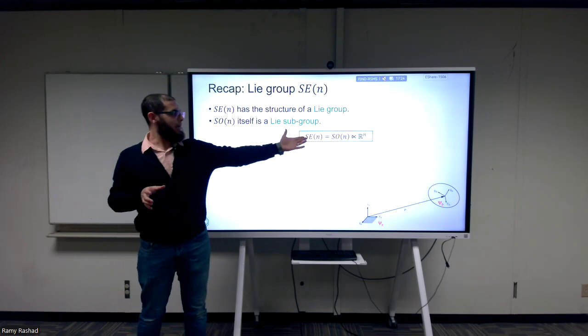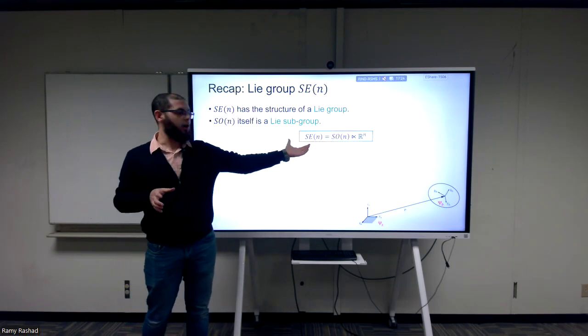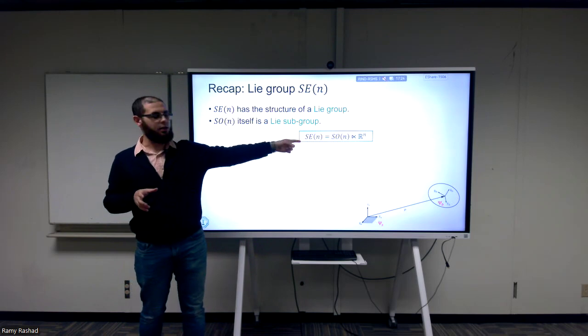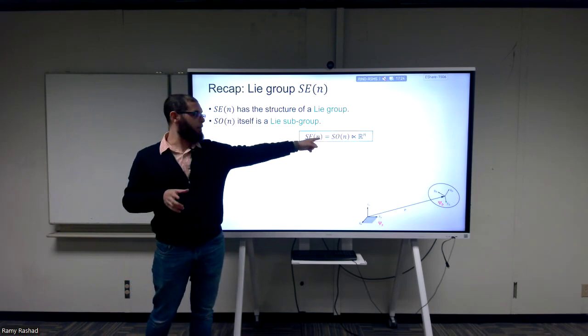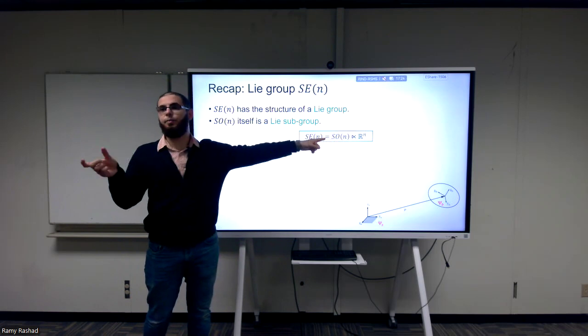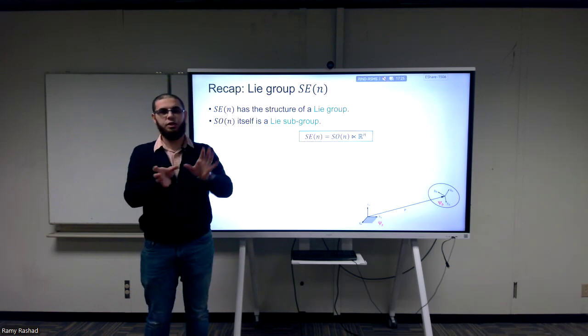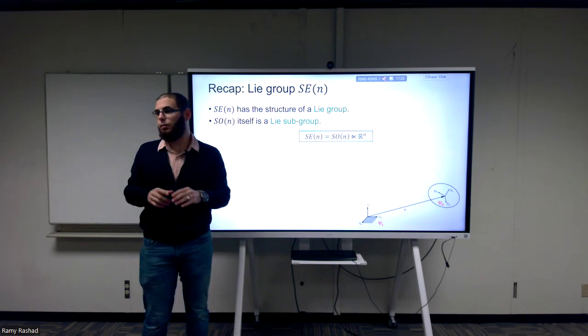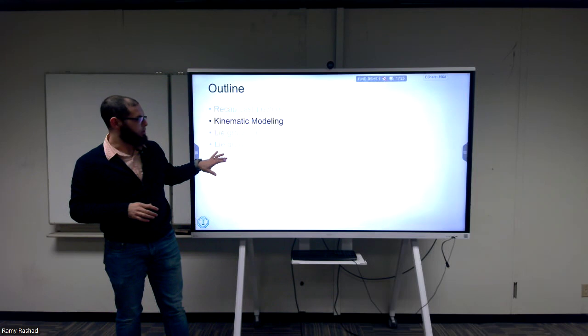Together, SON and RN make up the group SEN, and this notation represents the semi-direct product of SON and RN. It's not a direct product. It's not like we take rotations alone and translations alone. It's a semi-direct product because there's this coupling between rotations and translations.